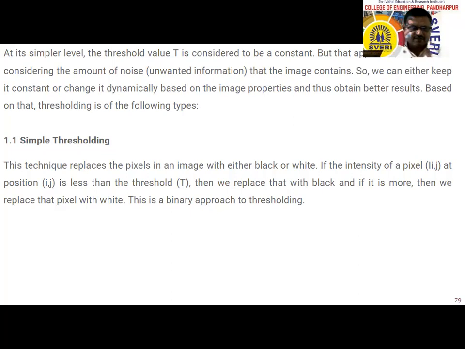That is, first is simple thresholding. This technique replaces the pixels in an image with either black or white. If the intensity of a pixel at position i,j is less than the threshold T, then we replace that with black, and if it is more, then we replace that pixel with white. This is the binary approach to thresholding.